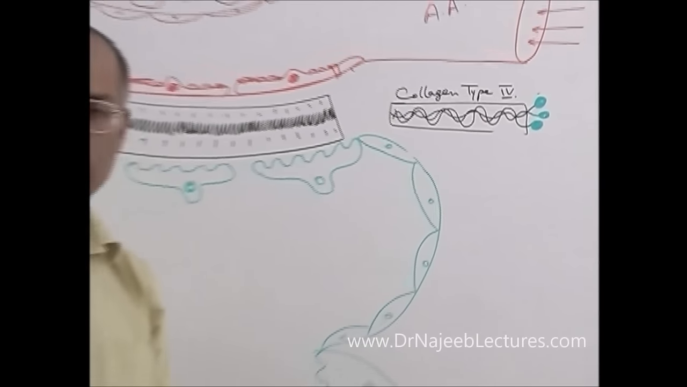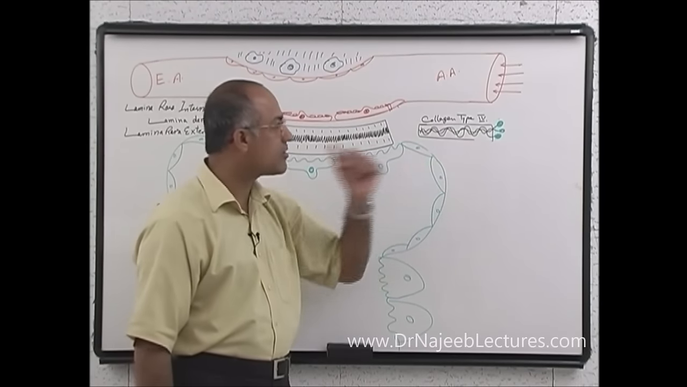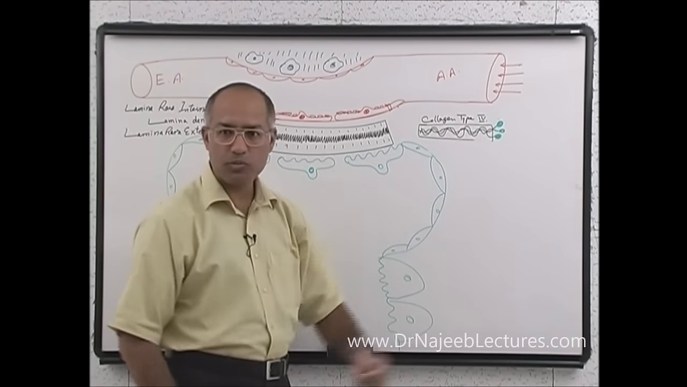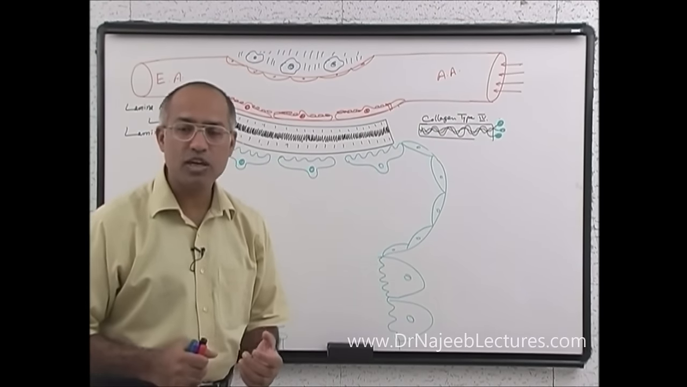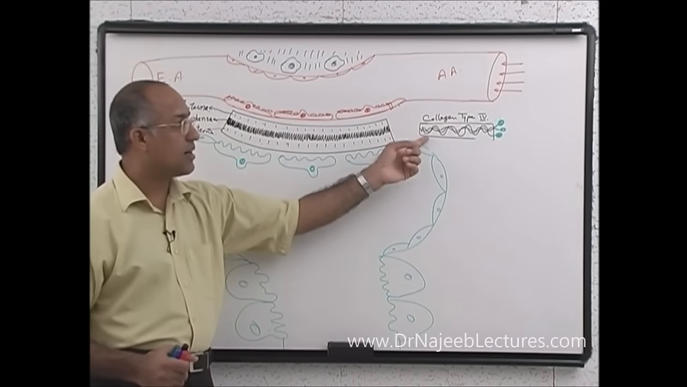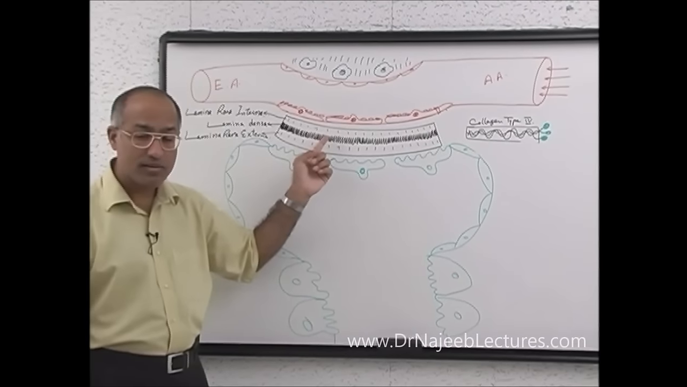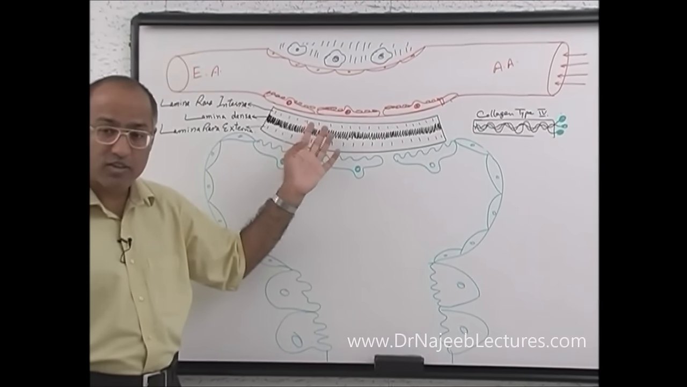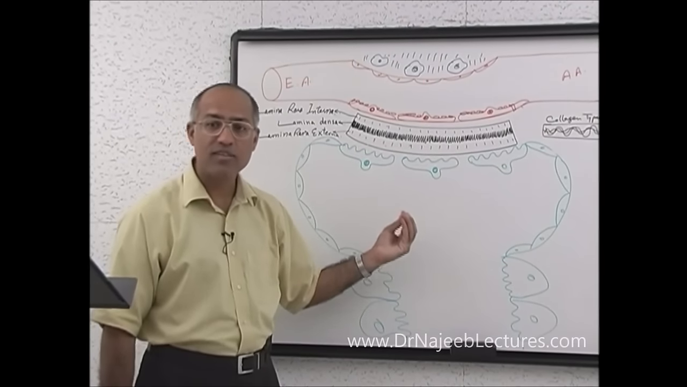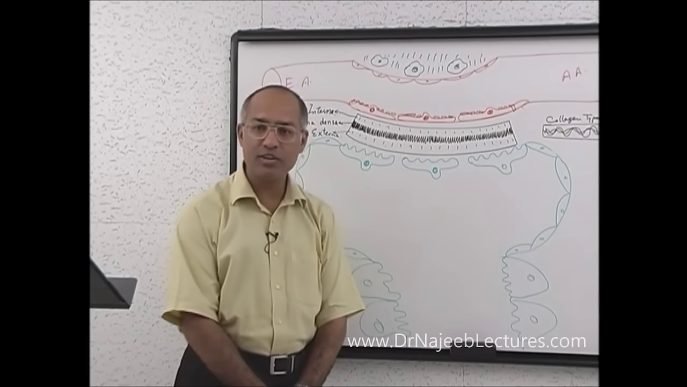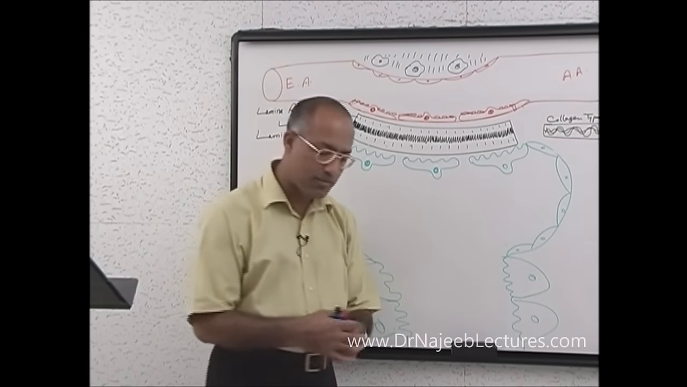If someone inherits defective genes, and due to some defective genes he makes these alpha chains abnormal, do you think the triple helix will be strong or weak? It will be weak. And this type of situation will result in an abnormally weak glomerular basement membrane. And these patients develop hematuria and glomerular injury in early life, right? And this is called hereditary nephritis.